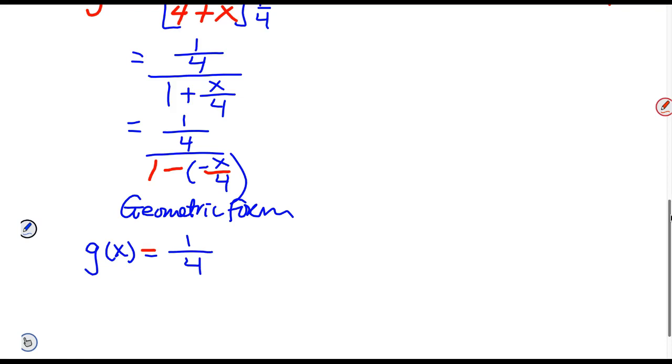Then what? That's my start. Then what? Yes, I'll multiply it by, and I would get a minus x over 16. However, you might want to write it as 4 squared, maybe, right? What would the next one be? Plus x squared over, I'm going to write it as 4 cubed.